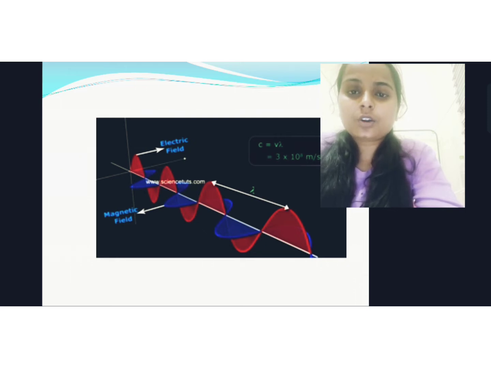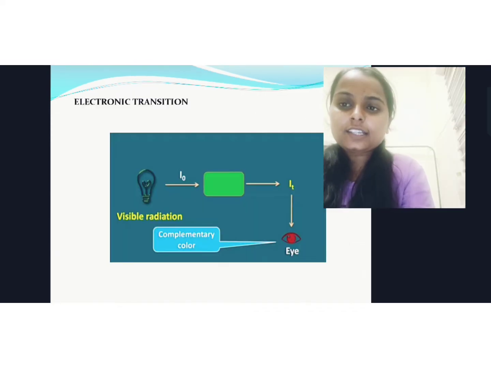The waves traveling with the velocity of light and consisting of an oscillating electric field and magnetic field, perpendicular to the direction of propagation, are called electromagnetic waves. Such waves with different ranges of frequencies are called the electromagnetic spectrum. So this is all about the electromagnetic spectrum. Now the other topic is electronic transition.